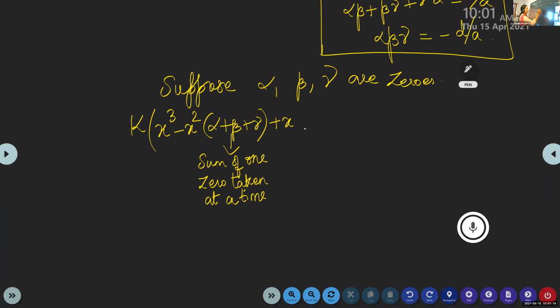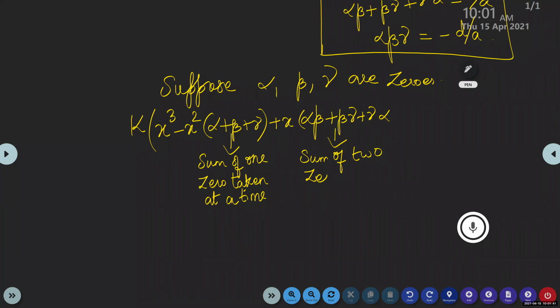Plus x into, what's the next term? Alpha beta plus beta gamma plus gamma alpha. Here we are taking two zeros, multiplying them and adding. So we say this is the sum of two zeros taken at a time. Minus alpha beta gamma.